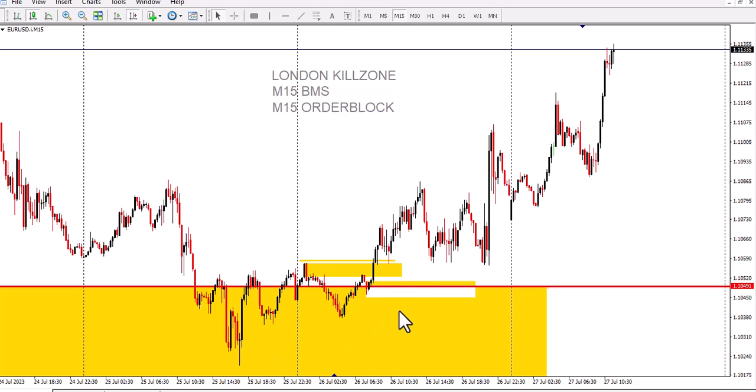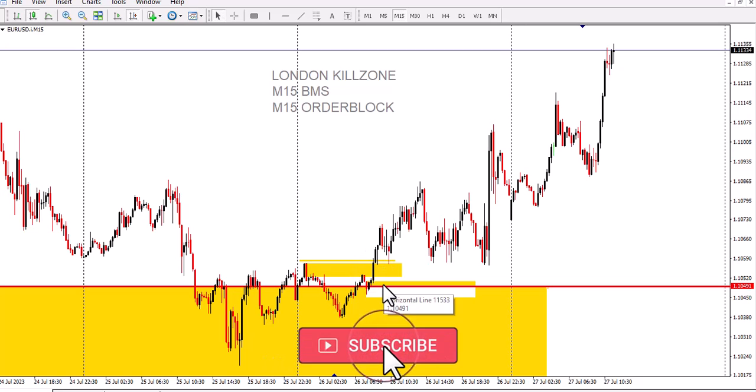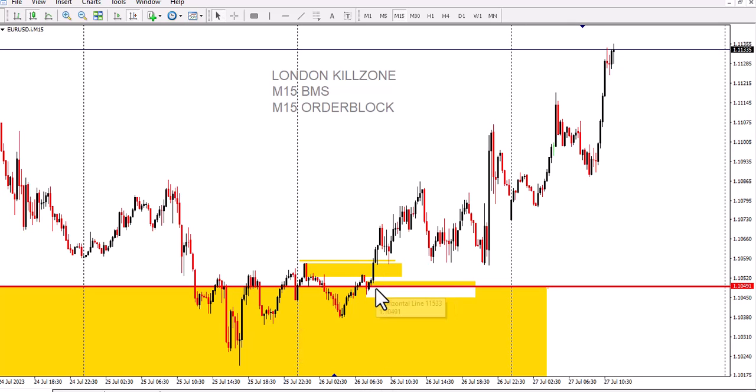But when you are setting a stop loss, you can take advantage of this fair value gap and set your stop loss just below this candlestick that you see here.